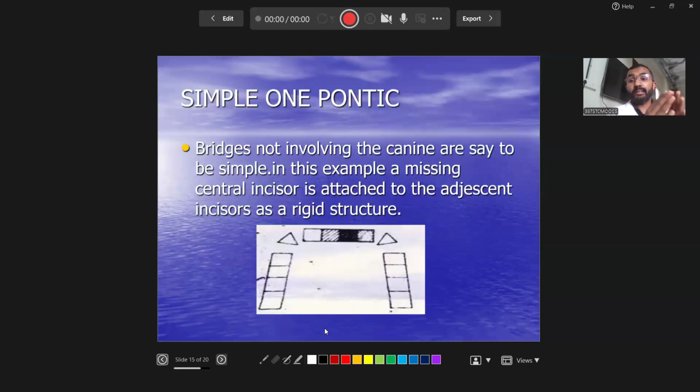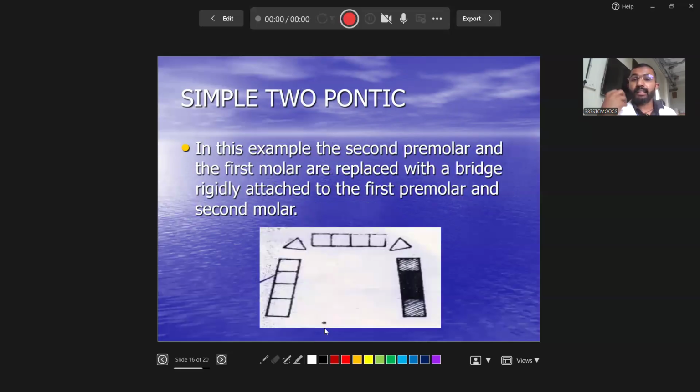Coming to the simple and complex types of bridges, different types of bridging based on the location and the number of teeth. First one is simple one bridging. If the name comes with simple, then it is not involving the canine. Simple one bridges not involving the canine are said to be simple. In this example, a missing central incisor is attached to the adjacent incisors as a rigid structure.